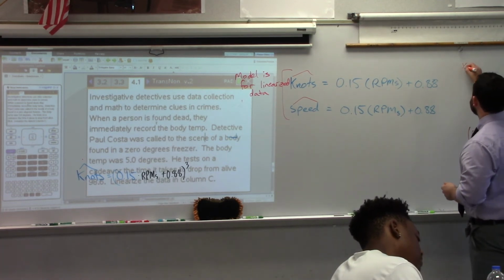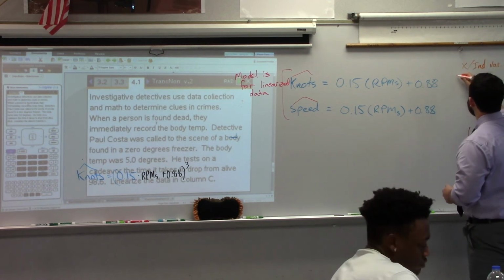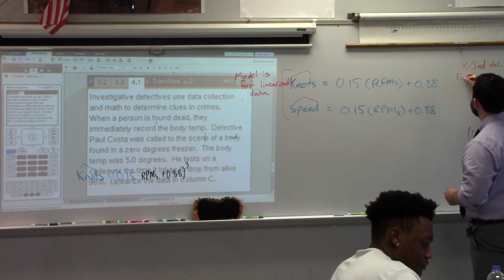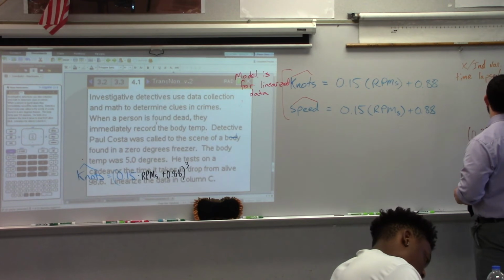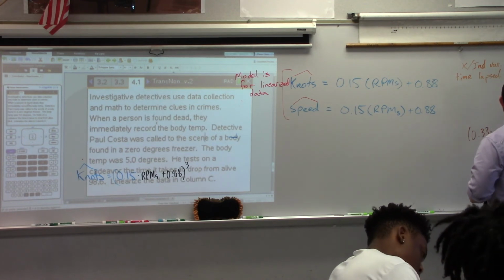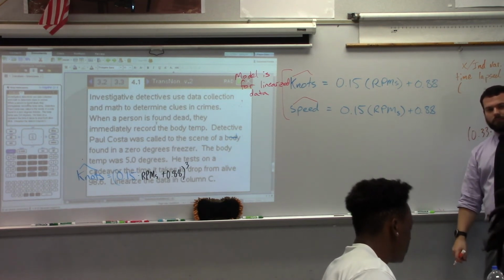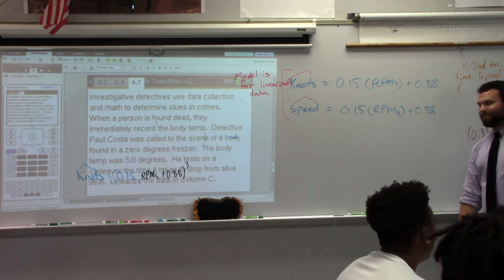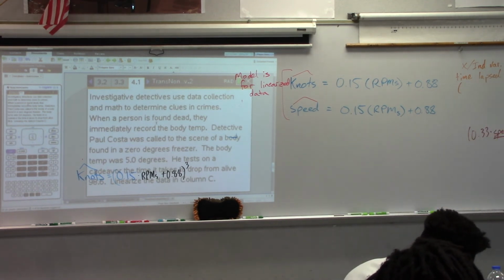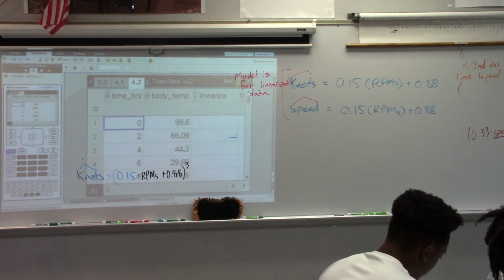So my x, or my independent variable, that is time elapsed after death, measured in what, by the way? Degrees. Time is measured in degrees? Minutes, seconds, hours. Does it say right here? No. Go to 4.2. Measured in what? Hours.